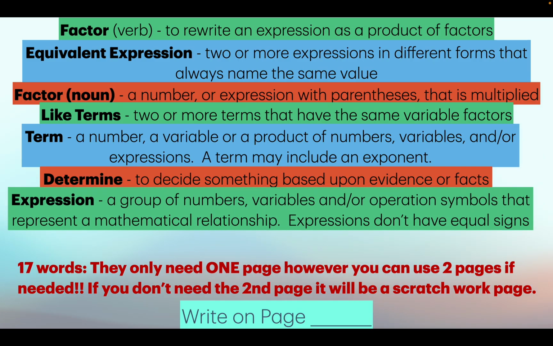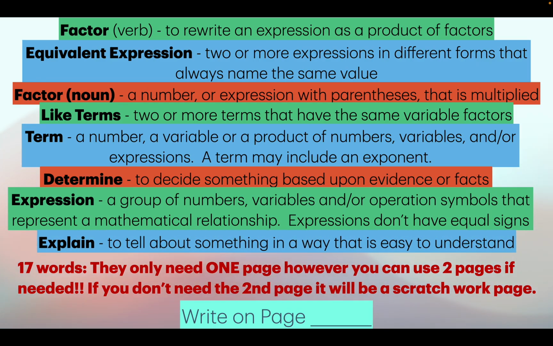Expression: a group of numbers, variables, and or operation symbols that represent a mathematical relationship. Expressions don't have equal signs. Explain is to tell about something in a way that is easy to understand. Pause this video, finish writing these definitions before you move on to the rest of the definitions.